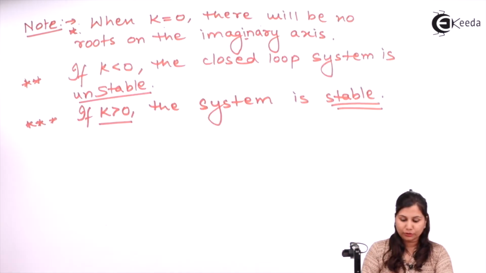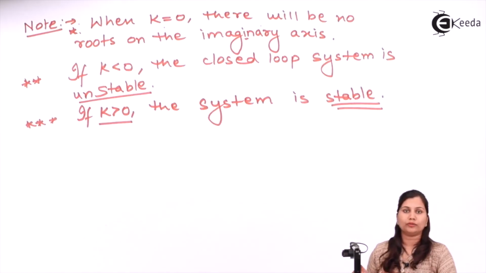So these were the rules which we use while plotting the root locus of a system. You have to keep all these rules in mind, because step by step we are using them to solve problems based on the root locus.